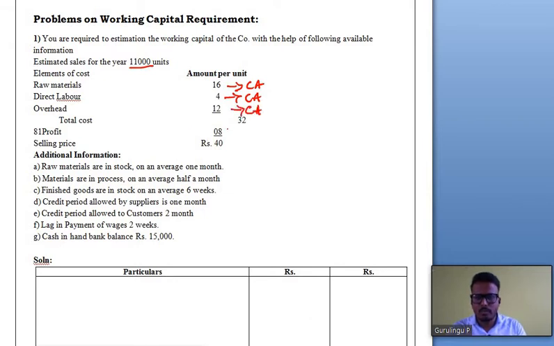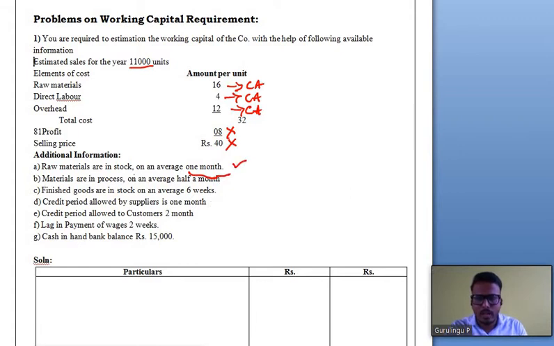So next we will see the additional information which is given in the question. Additional information is given like this. Raw material should be there in stock for 1 month, so while calculating raw material, you should take this into account. Next, material in progress is also called work in progress, guys. Keep it in mind.